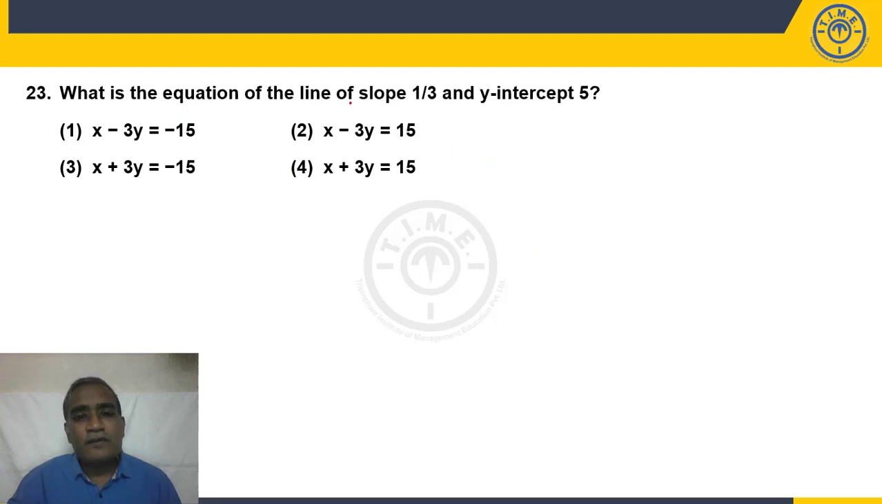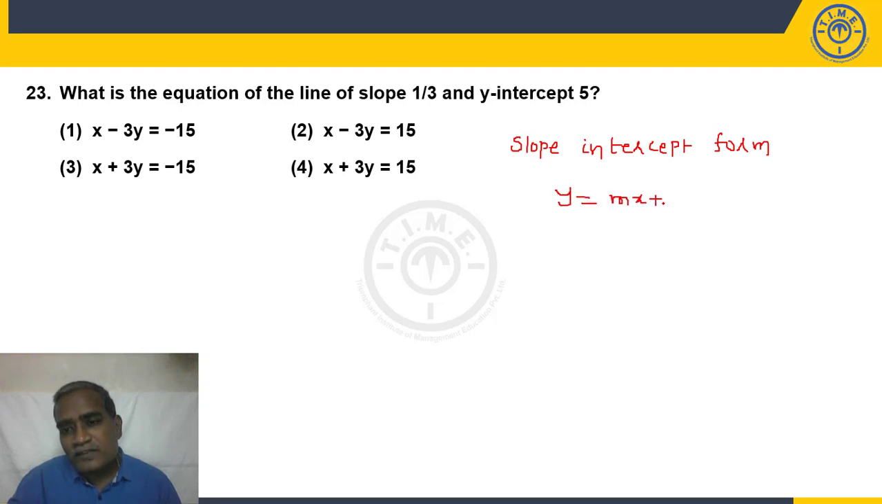What is the equation of the line of slope 1 by 3 and y-intercept 5? This is called slope intercept form. What is slope intercept form? Y is equal to mx plus c. C is the y-intercept, M is the slope. Substitute 1 by 3 into x plus 5. Do cross multiplication. Y is equal to, LCM 3, x plus 15.